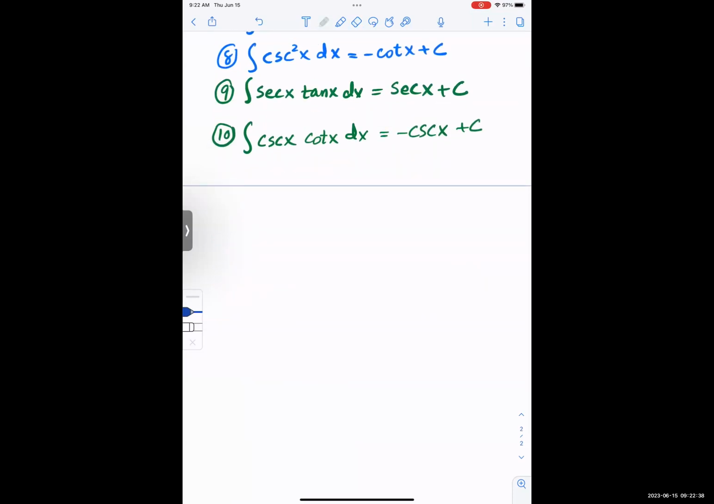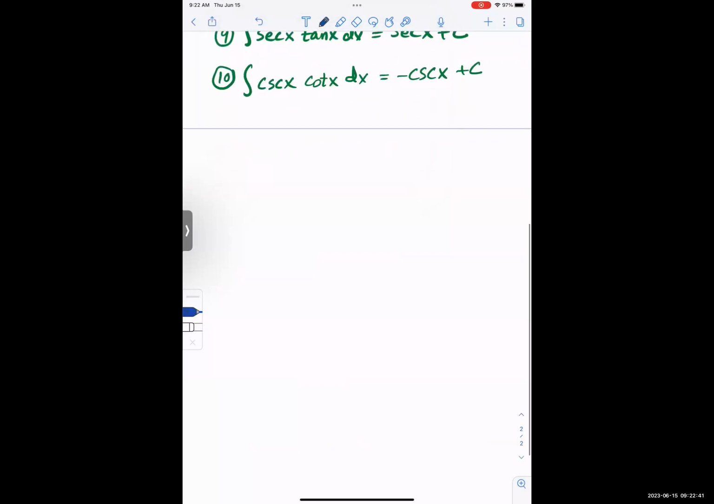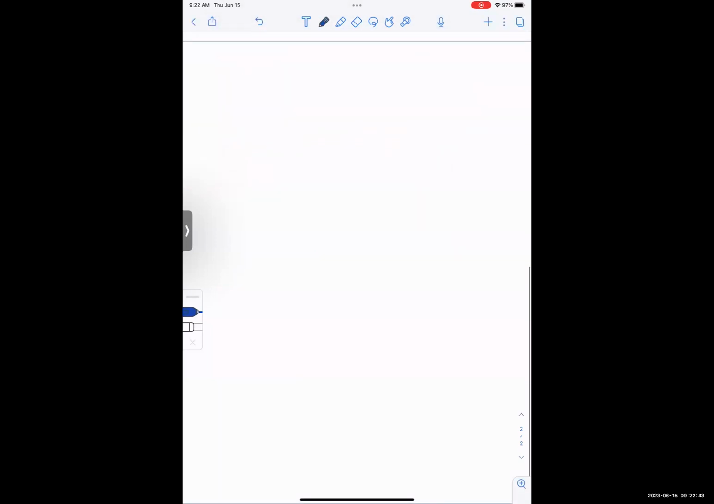Okay. Chapter 7. Rules of integration will expand. 7.1. We use all these basics, but we apply some strategies. So integration by parts. Here is the formula of integration by parts.